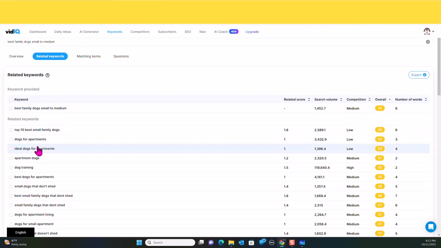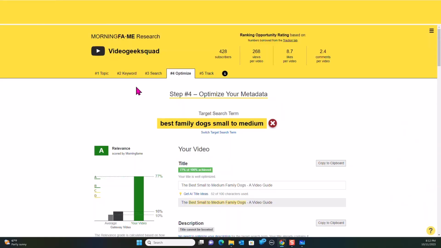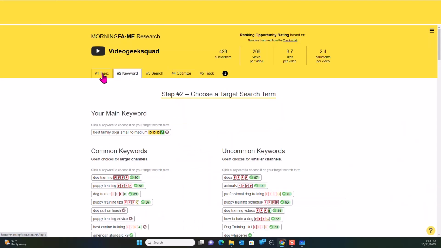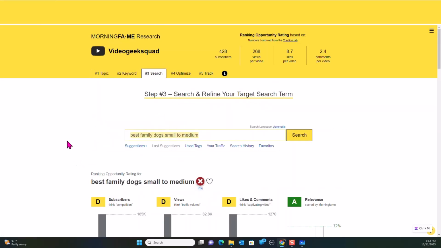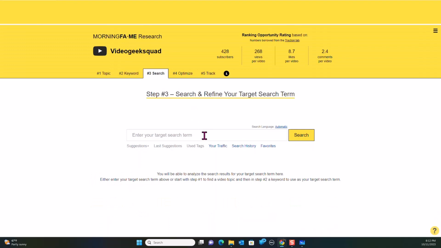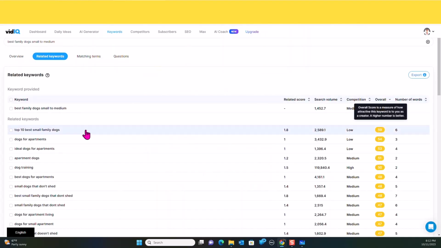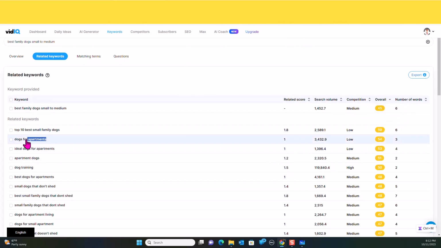And what I will typically do is I will take these keywords and I will bring them back over into the Morning Fame tool, and I will put these topics inside of here. So let's clear this out. And then we want to refresh this if we can. And then I'm going to put that inside of here. Now you can get some additional suggestions as well from here, but let's just do this. We're going to do dogs for apartments right here.